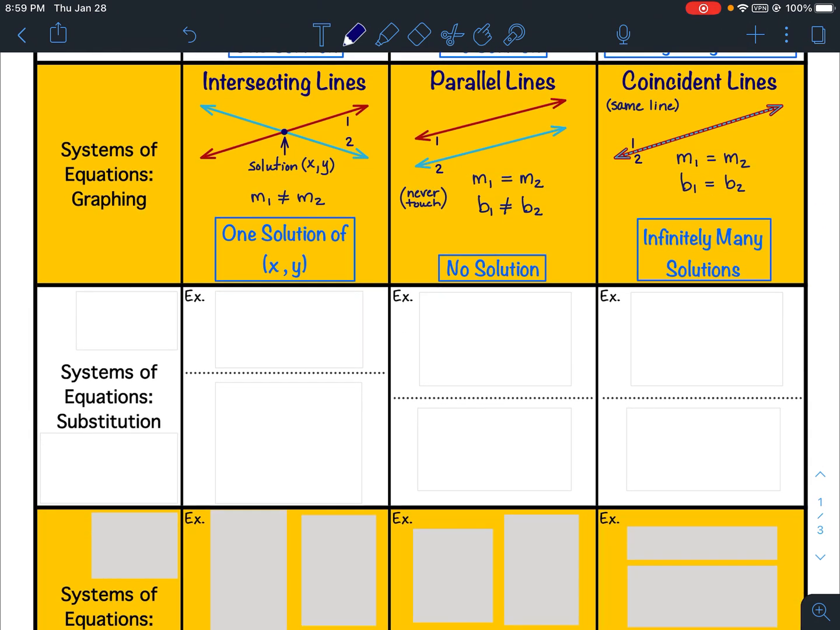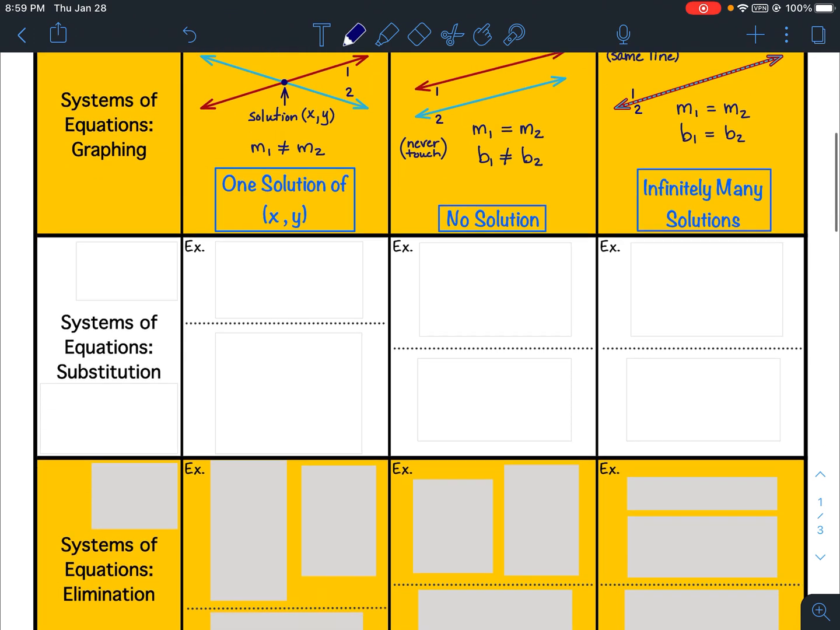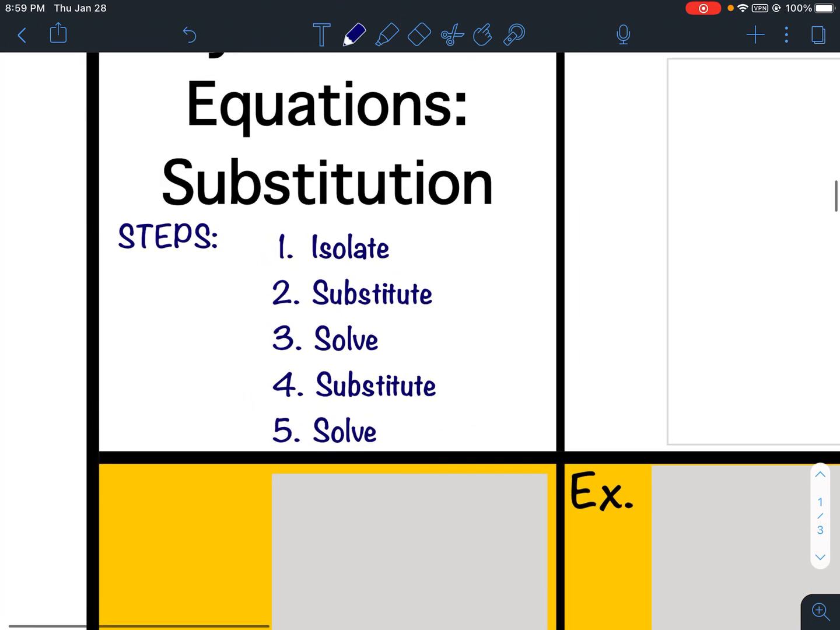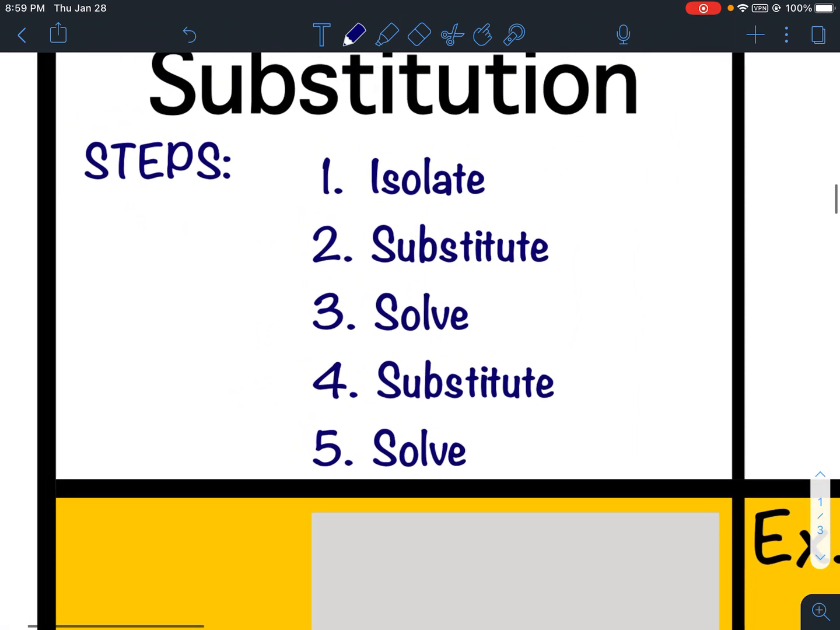When we had intersecting lines, we had one solution. Parallel lines was no solution. Coincident lines was infinitely many solutions. Now that we've completed lesson 10, which is on solving systems of equations using substitution, we're ready to fill out the third row. When you're using substitution, there are at most 5 steps. Pause your video and write down those 5 steps now.